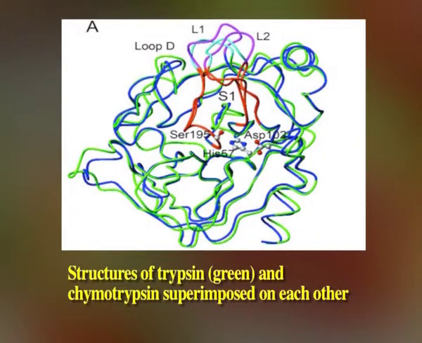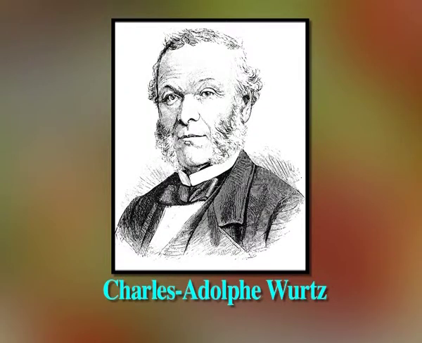Now, if you look at figure 6, it shows the similarity between trypsin and chymotrypsin when superimposed on each other, indicating that structural similarity is just not enough for the commonality in substrate binding. The enzyme substrate complex, called the ES, was first proposed by Charles Adolphe Wurtz in 1880, and it is central to the action and specificity of enzymes.